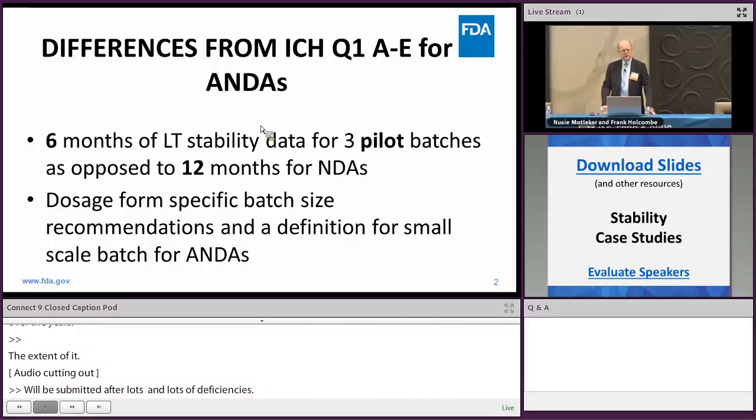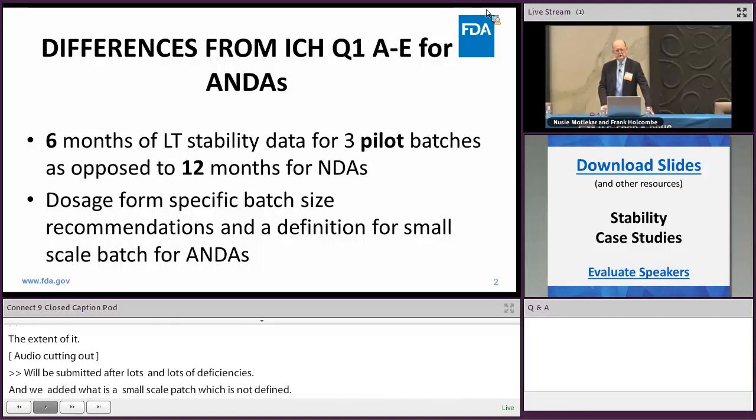And we added some specific language about what is a small scale batch, which is not defined in ICH. One thing that's not on the slide, because when I put the slides together, I thought it was actually in the ICH document.